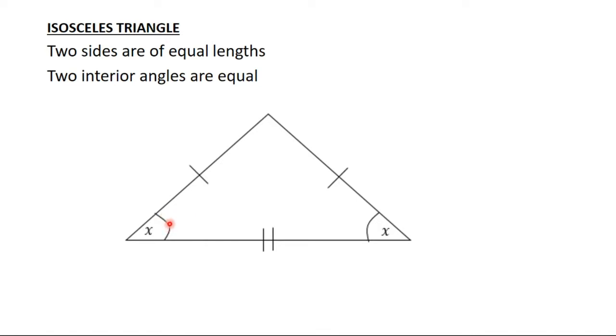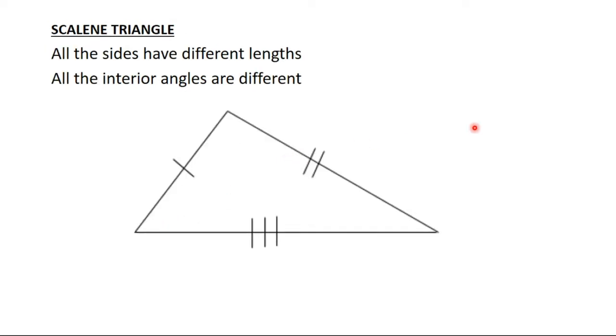Let's consider the next type of triangle called the scalene triangle. All the sides have different lengths, all the interior angles are different. So you can see that there is one line here. When you come here, there are two lines. When you come here, there are three lines, showing that the length of this side and the length of this side and the length of that side are all different.